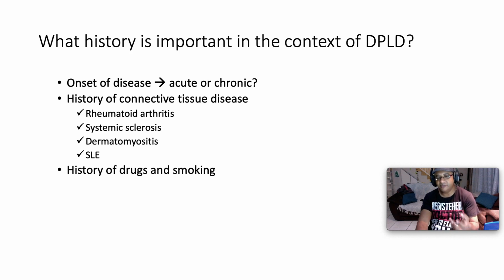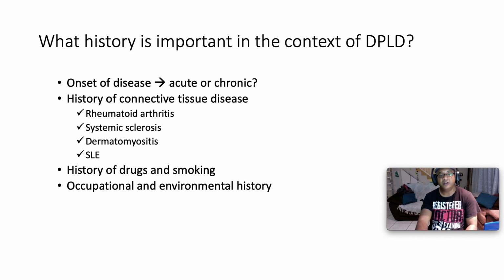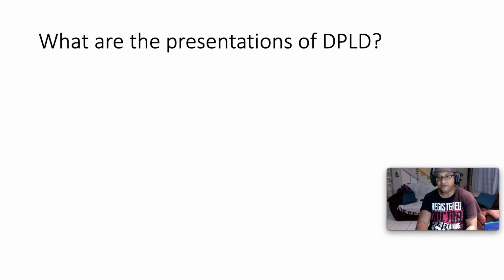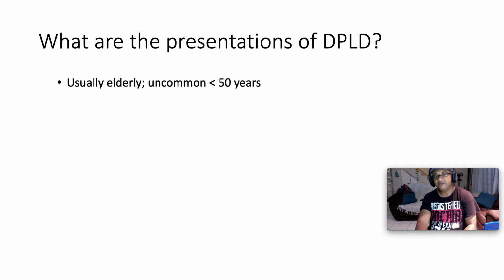Of course, history of bleeding as well, which implies thrombocytopenia, and history of pleuritic chest pain, which may imply pleuritis, okay? History of drugs and smoking is always important. Occupational and environmental history, because there are a lot of occupational and environmental exposures which can lead to diffuse parenchymal lung disease. So what are the varied presentations of diffuse parenchymal lung disease?